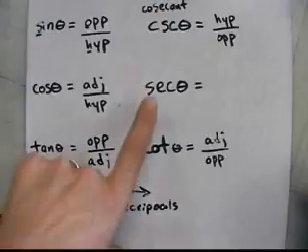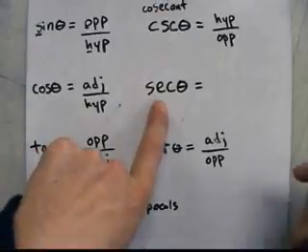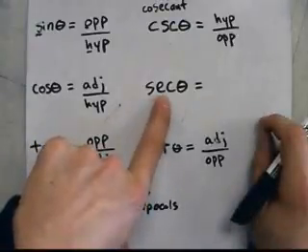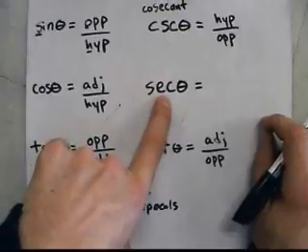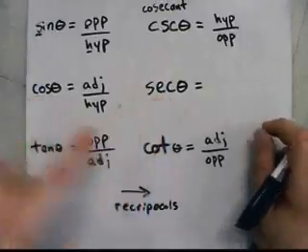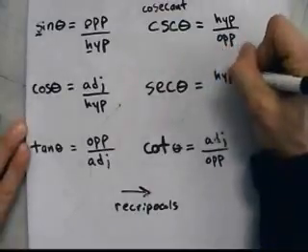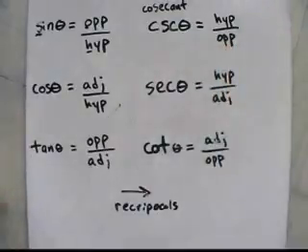That's called the secant, an abbreviation for secant. Please don't say "sec." You sound silly. I'll laugh at you. Okay, this is the secant. The secant goes with the cosine, and we just reciprocate. So it's going to be the hypotenuse over the adjacent.